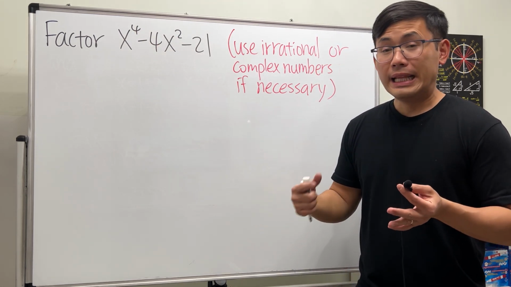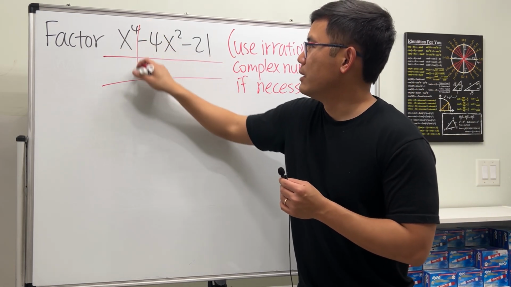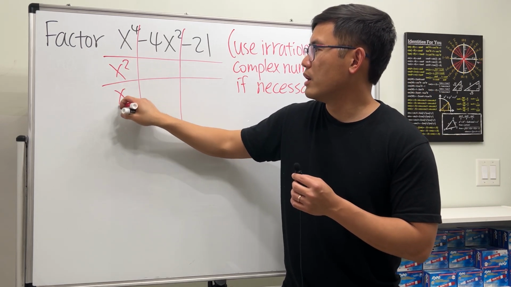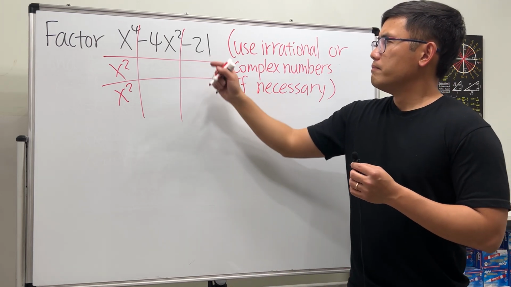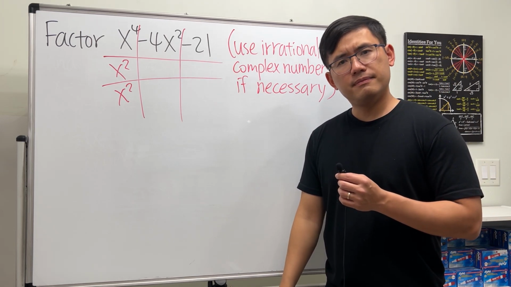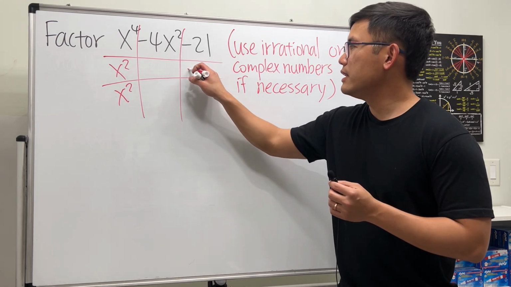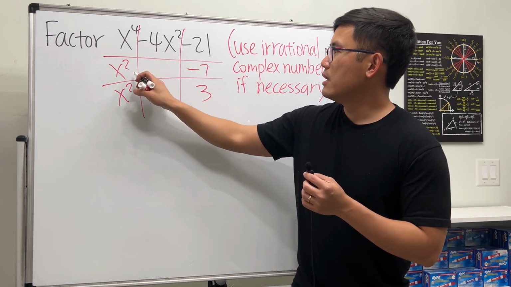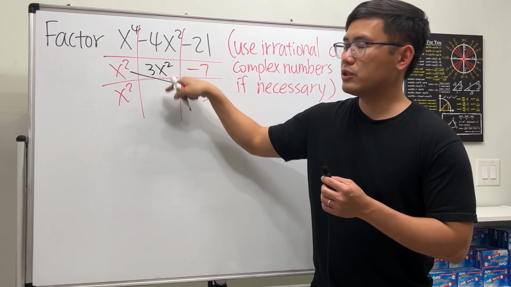It's a nice form. Let's try to use the tic-tac-toe method. Let's see if we can make things happen. Pair things up. So let's try x squared times x squared. That does give us x to the fourth. That's good. Minus 21, negative 7 times 3. That works. So let's say negative 7 and 3. That works perfectly.